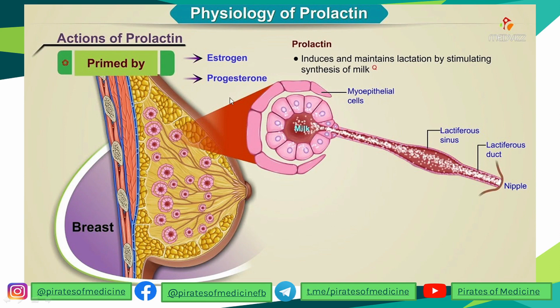And the myoepithelial cells present, they squeeze these lobules, and the milk synthesized is dropped into the ducts, and these ducts carry the milk to the areolar part, the nipple. So prolactin, remember simply, is the hormone which stimulates synthesis of milk in the mammary gland.